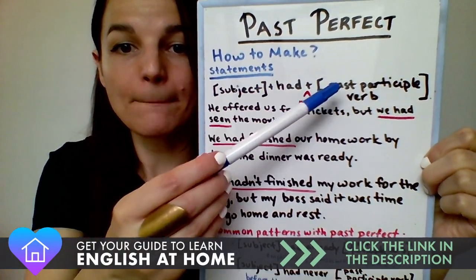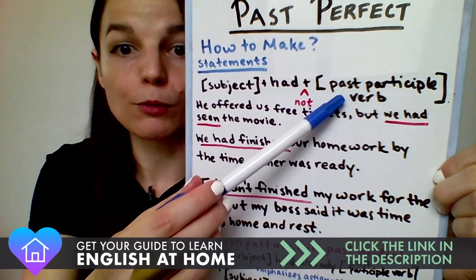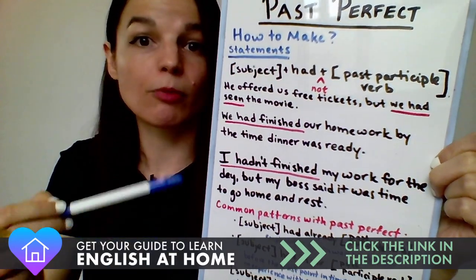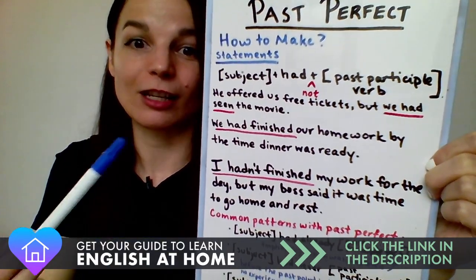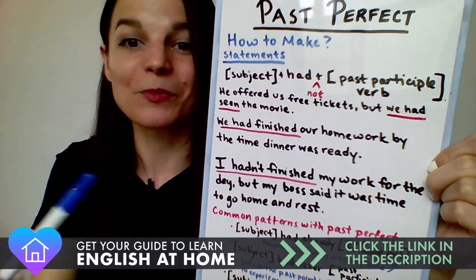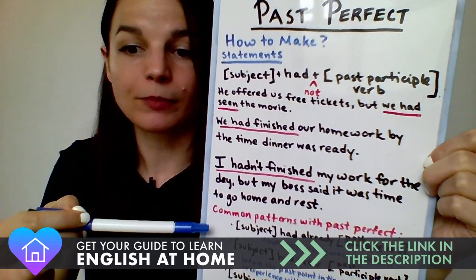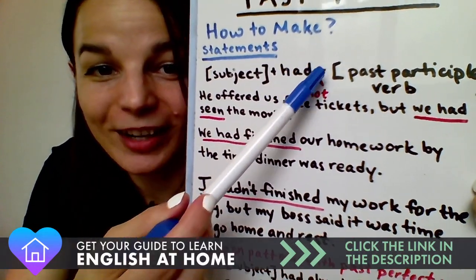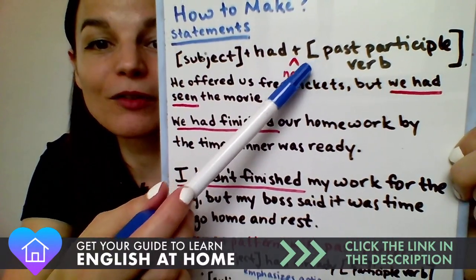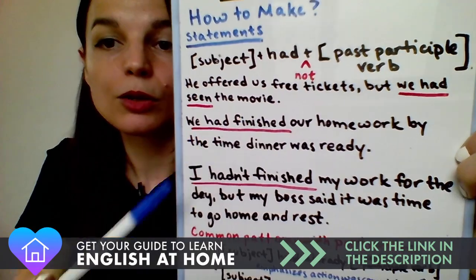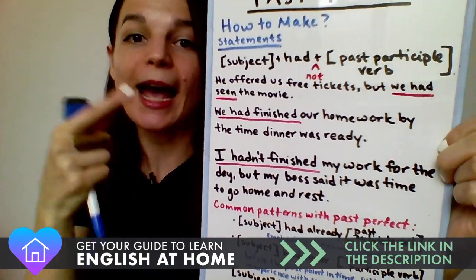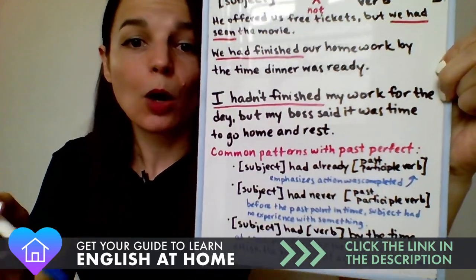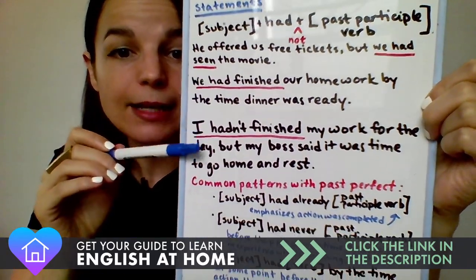Subject, had, past participle verb. If you're not sure what the past participle verb form is, this is a verb form we need to study for each verb. So we'll cover some common ones in the examples today. To make this negative, just put not before the verb. Had, not, verb. To make it natural, reduce it: hadn't, verb.